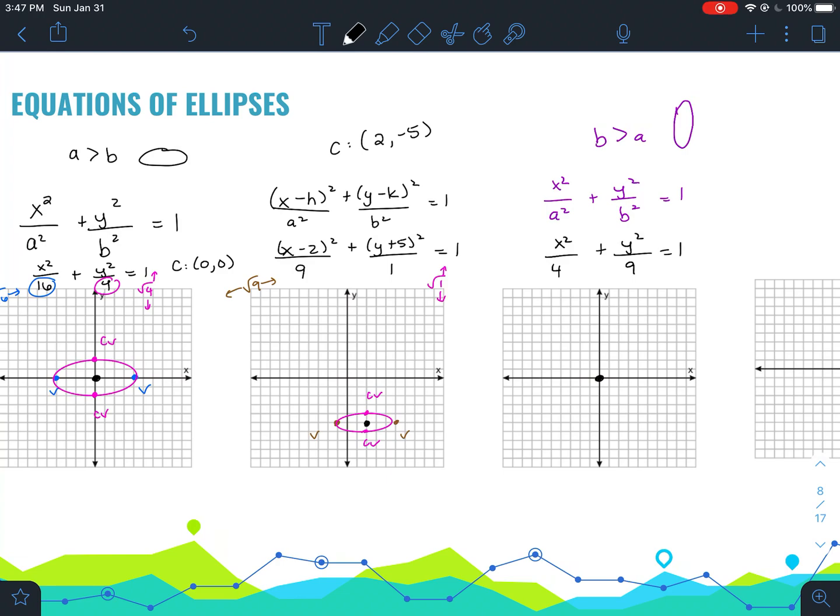So we could have x² over 4 plus y² over 9 equals 1. The center would be at 0, 0. Then we would go 2 left and right, and we would go 3 up and down. Then connect those, and that would represent that ellipse.